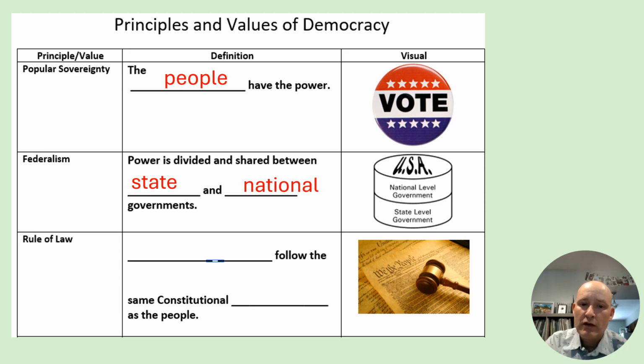So the rule of law is that public officials, that means anybody that works in the government, follow the same constitutional laws or principles as the people. So the rule of law means even the president has to follow the law. People have to follow the laws just as much as everybody else does. No one's above it. It's part of our principle and value in democracy.